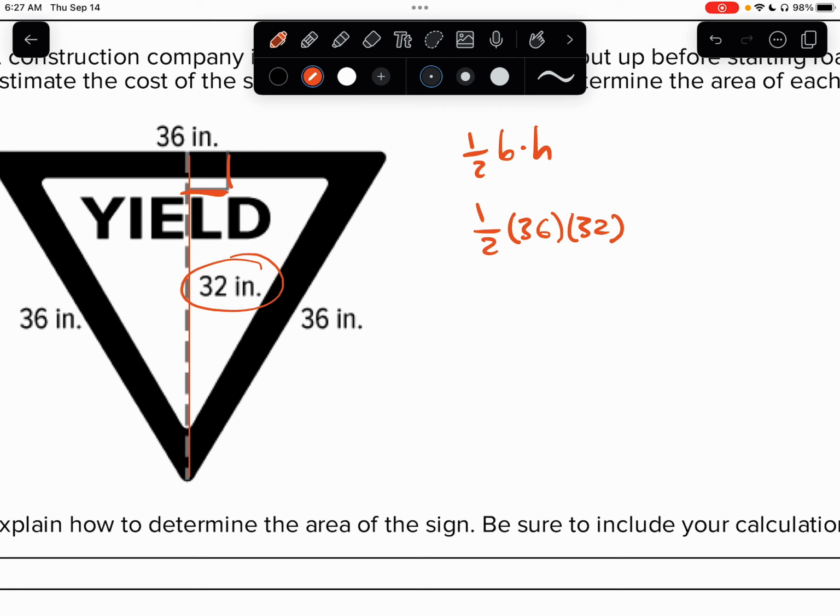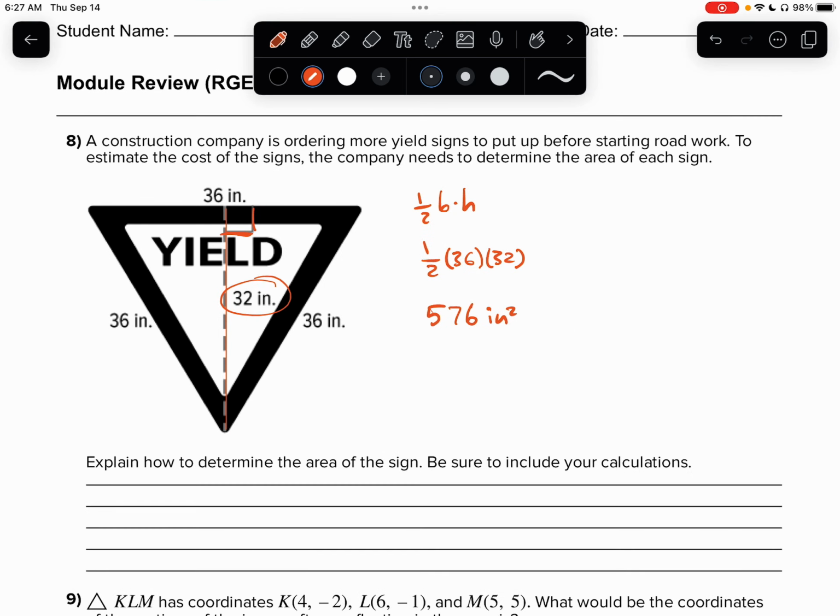And now I just need to type that in the calculator. So 1/2 times 36 times 32, and I'm getting 576, and this is in inches squared. So that's all I really need here.